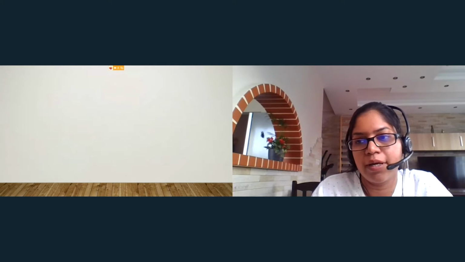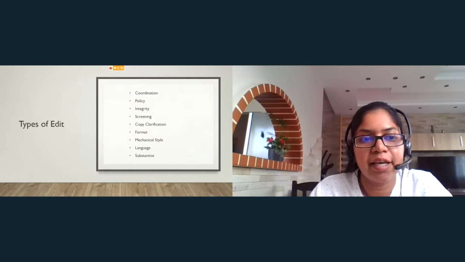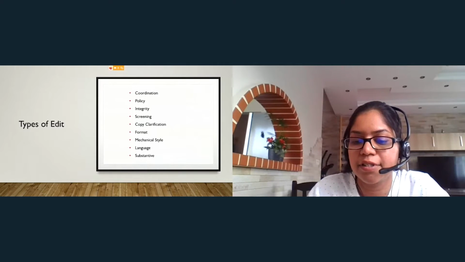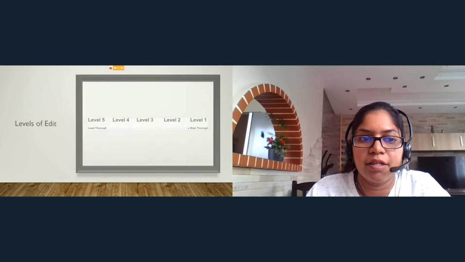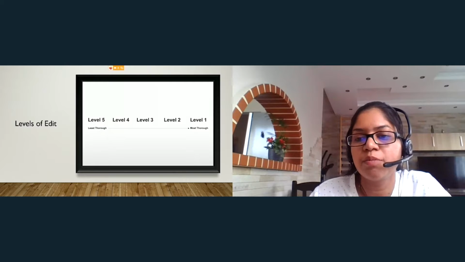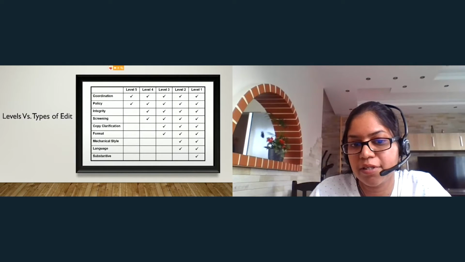So the editorial functions were first defined in 1976 by Robert Van Buren and Mary Fran Bueller at the Jet Propulsion Laboratory. So what did they come up with? They came up with these 9 types of edit: coordination, policy, integrity, screening, copy clarification, format, mechanical style, language, and substantive. And they came up with these 5 levels of edit based on the 9 types of edit. Level 1 is the most thorough one, and level 5 is the least thorough one. If you see here, at level 1, all types of edit have been covered, and at level 5, it's only 2.